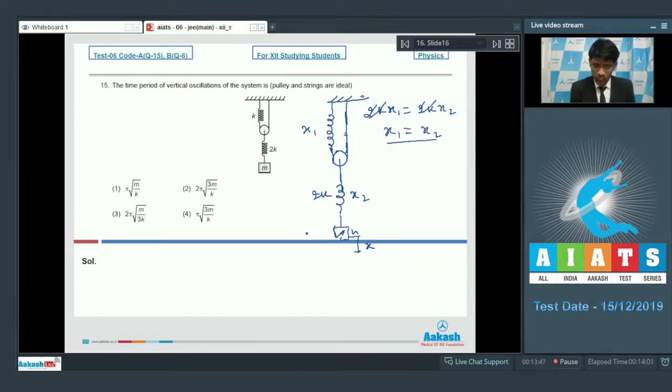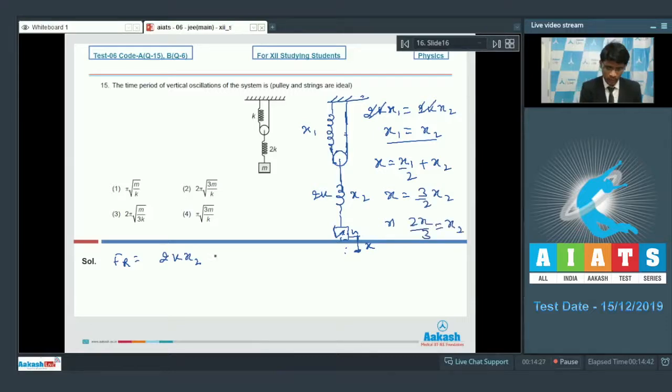Now, the restoring force that this mass will experience, F restoring, I would say is 2k into x2, and its displacement from the mean position is x. x will be equal to, if this part has been extended by a length of x1, this part shall have the contribution of x1 by 2, and it is having the extension of x2, so it will be x2 here. So x is 3 by 2 x2, or 2x divided by 3 is equal to x2. So replacing this value here, we get 2k, x2 being 2x divided by 3, so F restoring effectively is 4kx divided by 3.